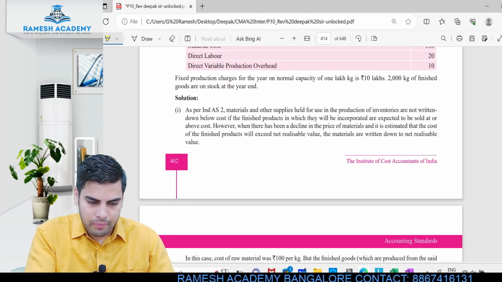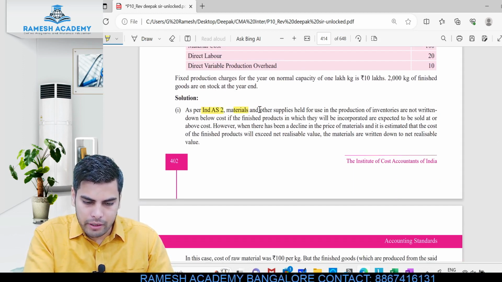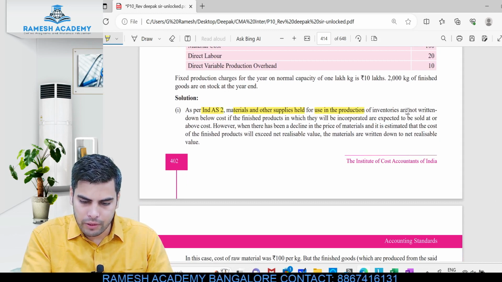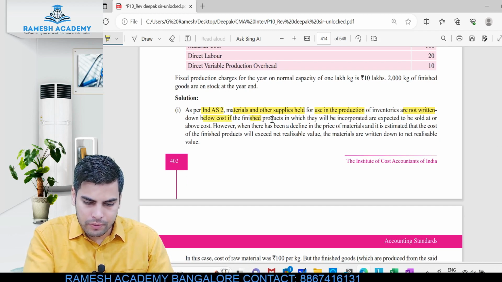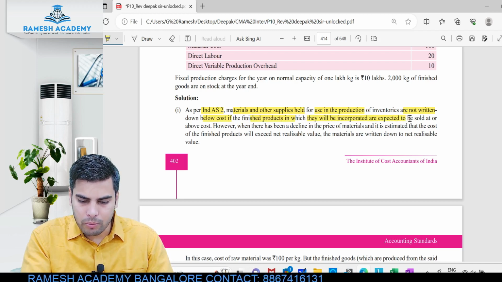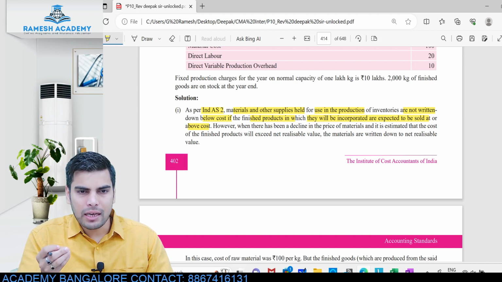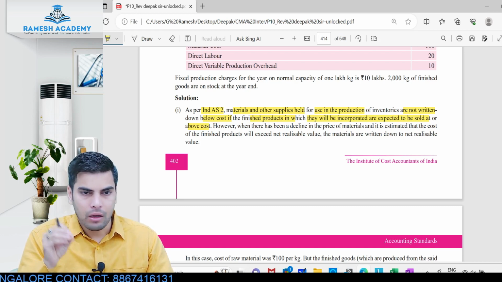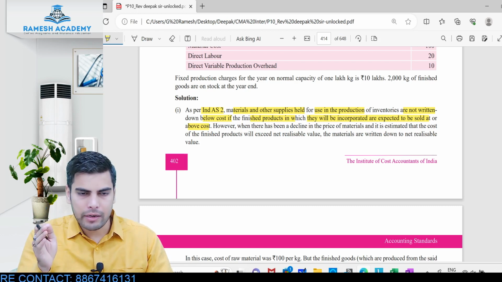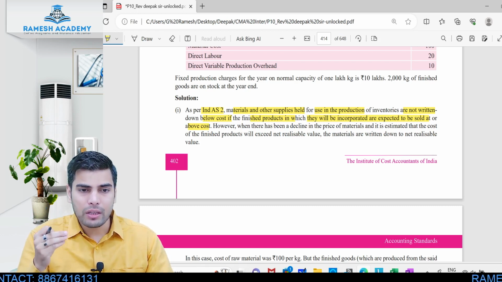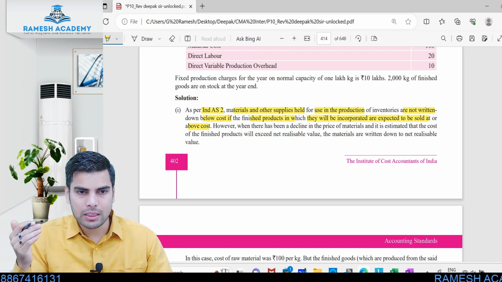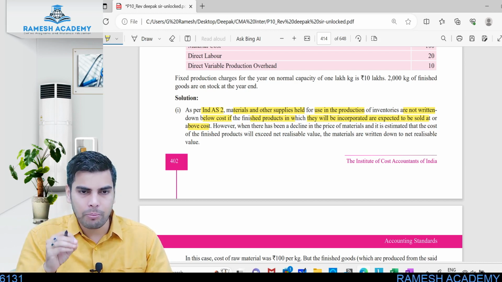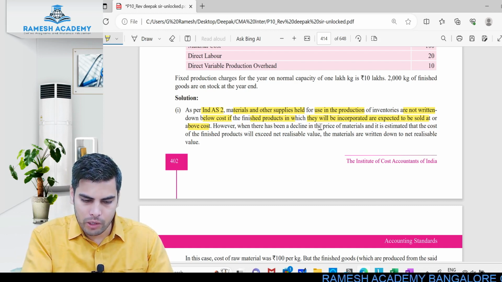Look at this. As per Indian Accounting Standard 2, materials and other purchases held for use in the production of inventory are not written down below the cost if the finished product in which they are used or incorporated is expected to be sold at above cost. See, normally here they are talking about the raw material. Raw material and work in progress will be valued at cost. Finished goods will be valued at cost or net realizable value, whichever is less. But whenever there is a permanent fall, so that the selling price will be lesser than the cost, at that point of time we can reduce these particular raw materials below the cost. That is the point which they have told over here.